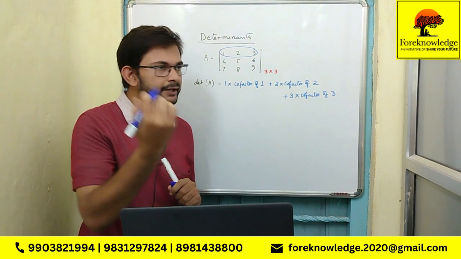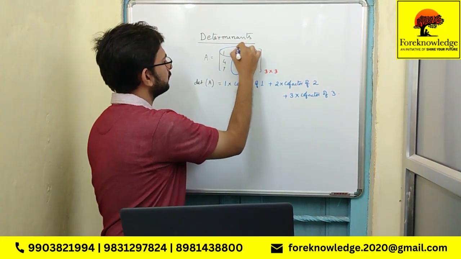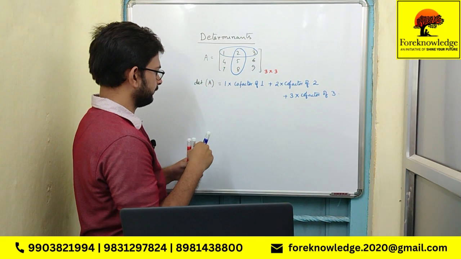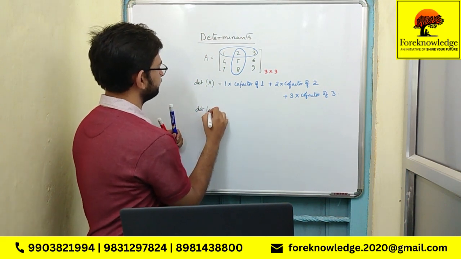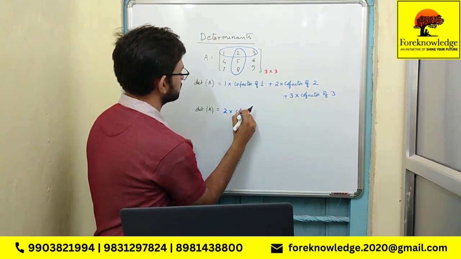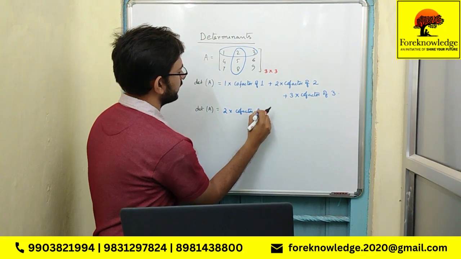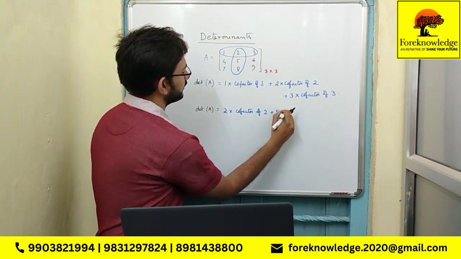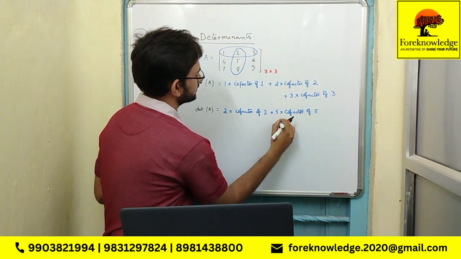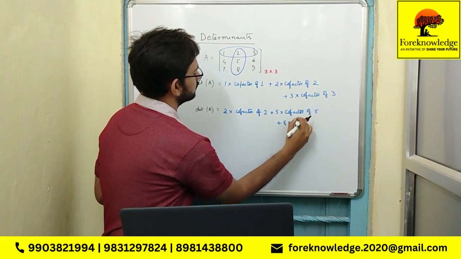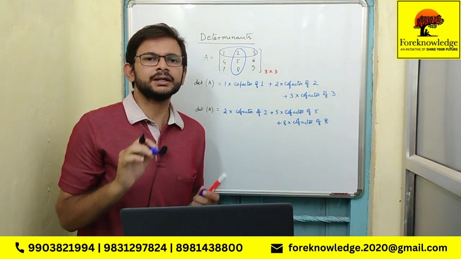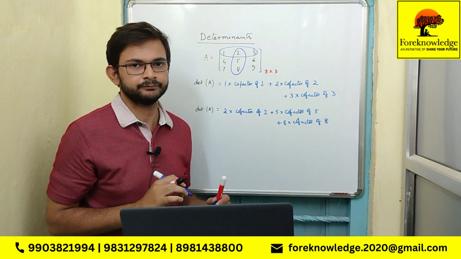Fine. If you are to calculate along column 2, then what will be the formula? Then determinant A will be 2 into cofactor of 2, plus 5 into cofactor of 5, plus 8 into cofactor of 8. You can consider any row, any column.